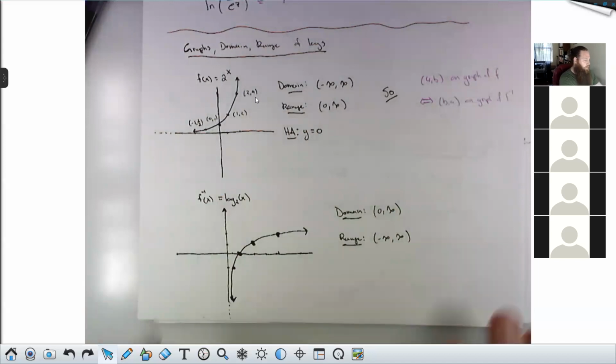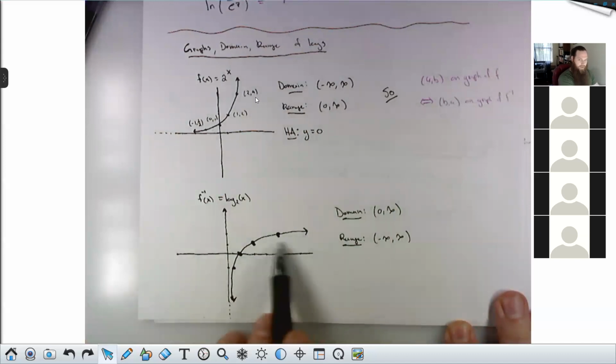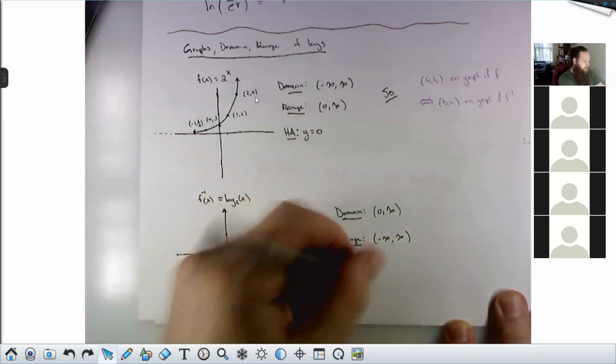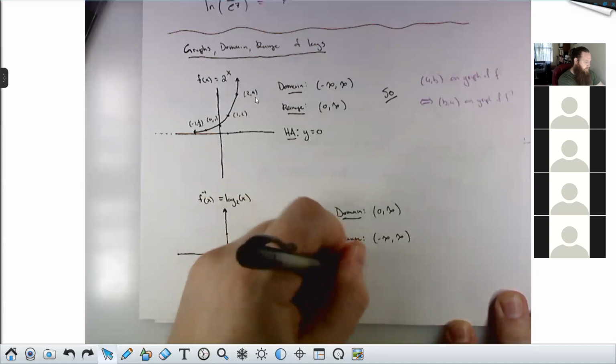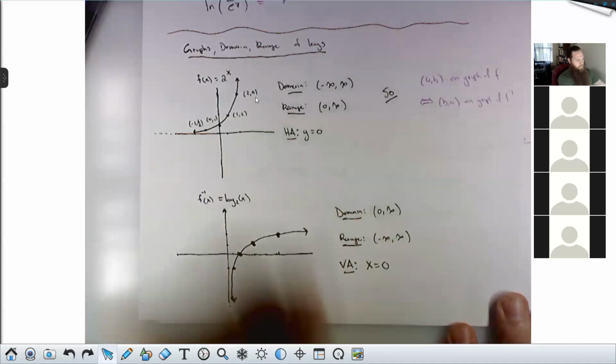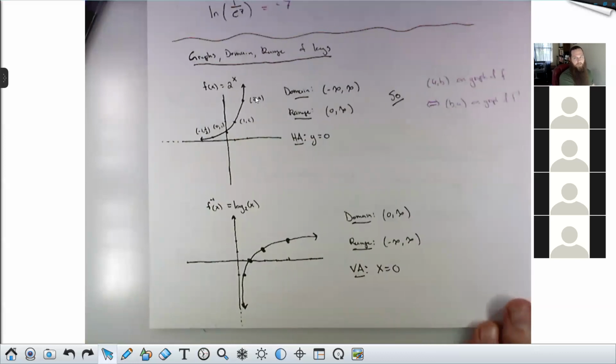And you no longer have any horizontal asymptotes, even though this might look like it's kind of evening out, just like this looks like it's a vertical asymptote, it's not. But you do have on the logarithm a vertical asymptote, and it's the line x equals 0. So really just y's and x's swap. That's how inverses work.